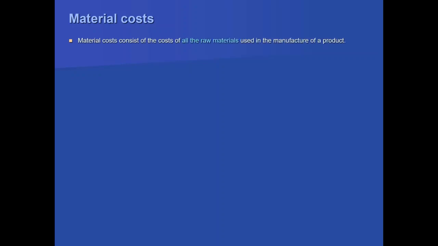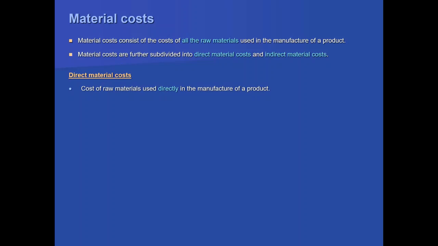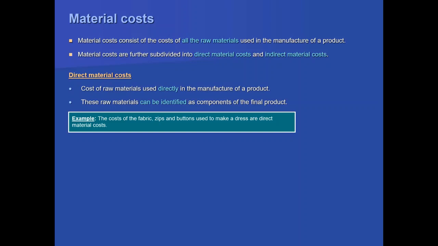Firstly, we are focusing on the material costs. So that consists of the cost of all the raw materials used in the manufacturing of a product. We can again subdivide material costs into two categories, namely the direct material costs and on the other hand the indirect material costs. Let's first focus on the direct material costs. It's the cost of raw materials used directly in the manufacture of a product. These raw materials can be identified as components of the final product. An example is the cost of the fabric, the zips and buttons used to make a dress. They are direct material costs.